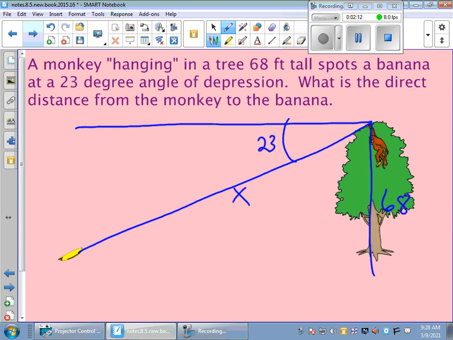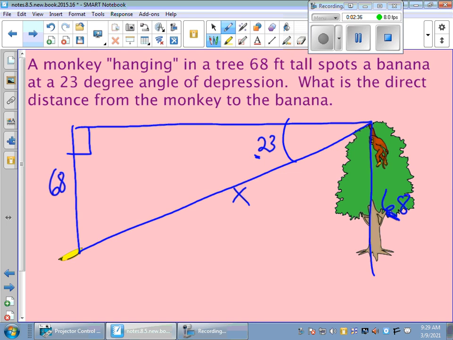Direct distance is this. So what we're going to do now, though, is we're going to bring that 68 over. Those two are equal. So now we have ourselves, this is a 90-degree angle. We brought the 68 from here to the other side. So that's 68. That's 90. This is 23, and that's x. So let's think about now our trig function. Now we have a problem set up, and we know what we want to solve.